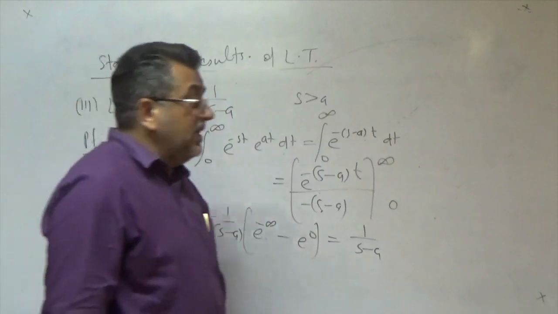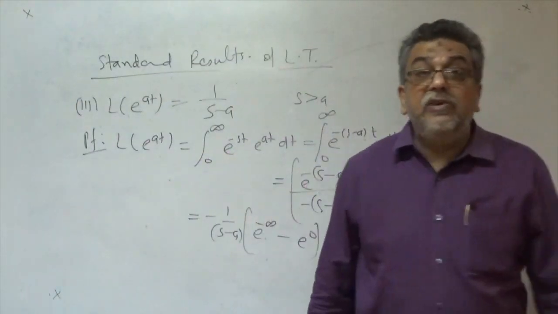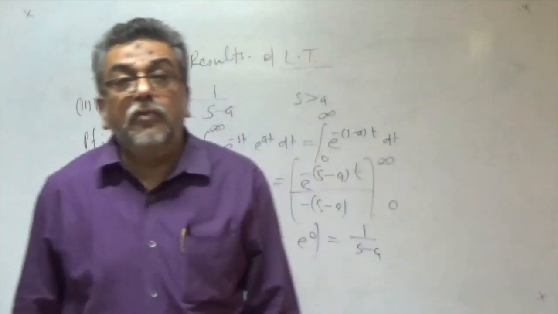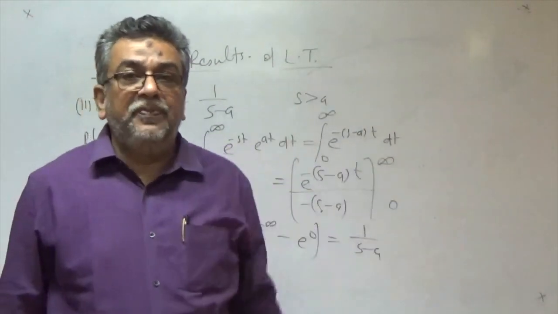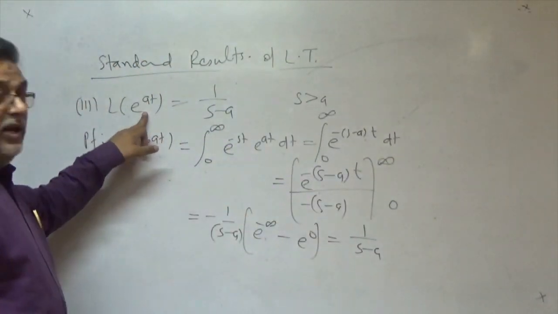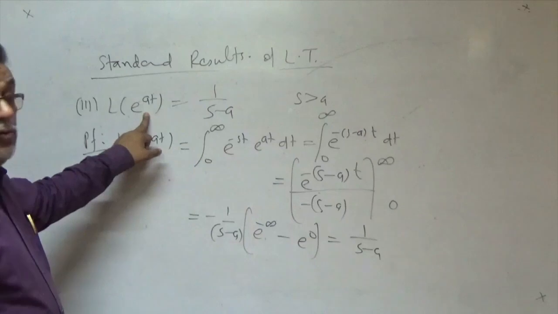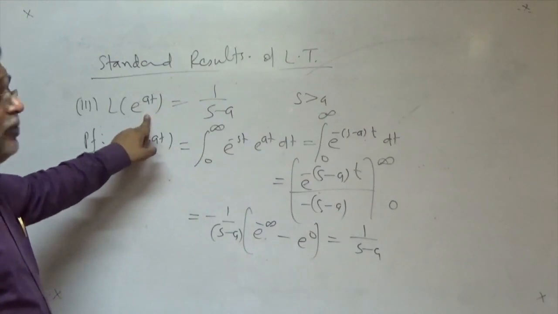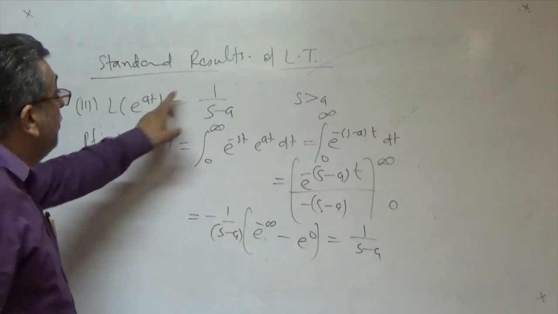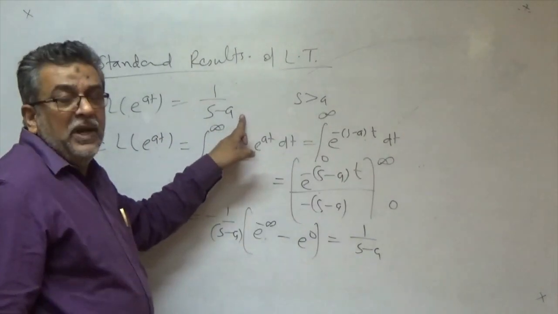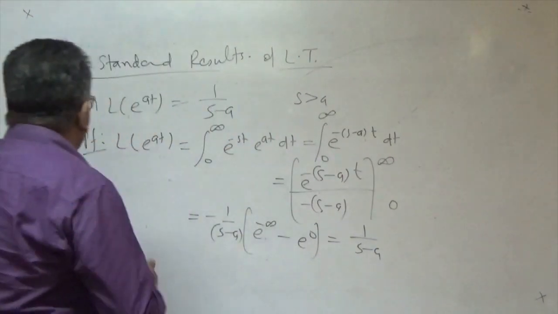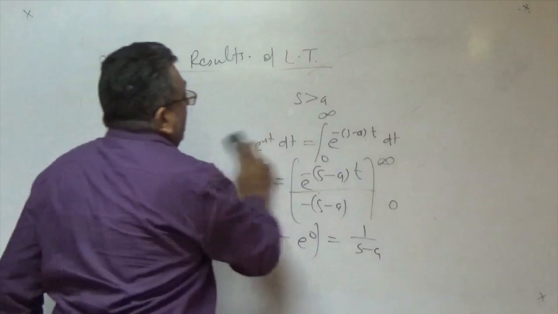This is the third standard formula, the third result by which you can find the Laplace transform of any exponential function by putting various values of a. If you take a equal to minus 1, then the Laplace transform of e to the power minus t is 1 upon s plus 1, and so on. Now, come to the next formula.